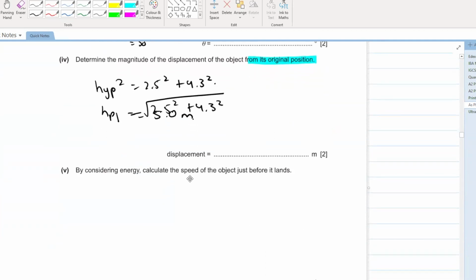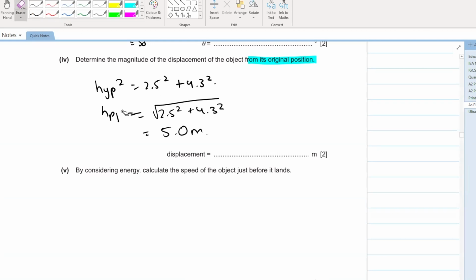Okay. By considering energy, now the examiner has told us we have to consider energy. Calculate the speed of the object just before it lands. Perfect. We have to calculate the speed of the object just before it lands. How will you calculate the speed of the object just before it lands?